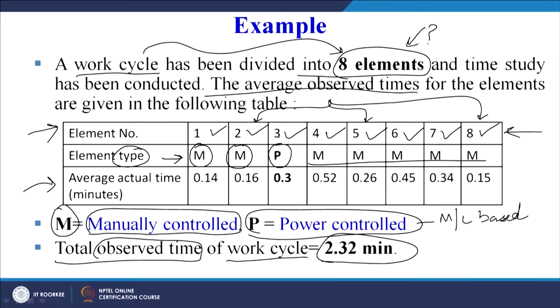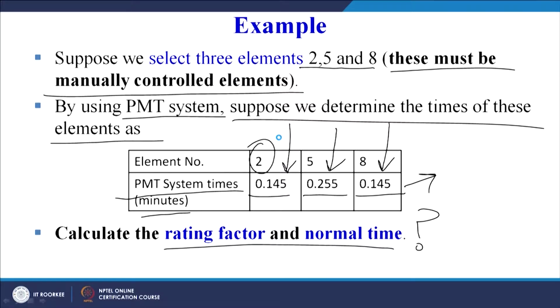One more thing that we need to keep in mind is that one of the elements is a power operated or machine operated element, that is element number 3, I suppose. So this element number 3 is power operated, so power controlled. This also we have to take into account when we multiply the observed time with the rating factor, because for power controlled elements usually the rating factor is taken as 1. So that has to be taken into account.